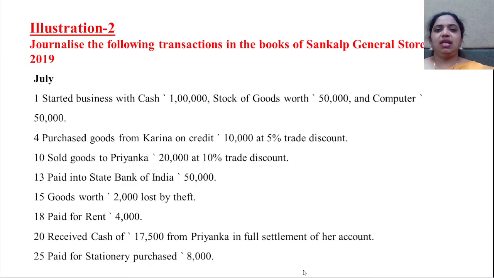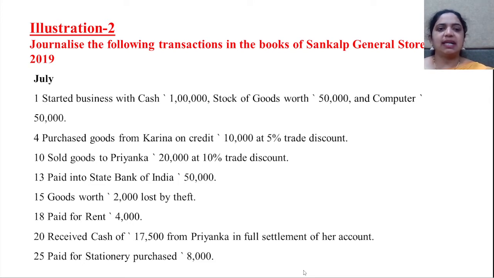Today we are going to see the problem number 2 for the journal. The last lecture which we have seen was about journal problem number 1. Today we are going to see journal problem number 2. This is about journalizing the following transactions in the books of Sankalpa General Store, July 2019, and the transactions are given here.